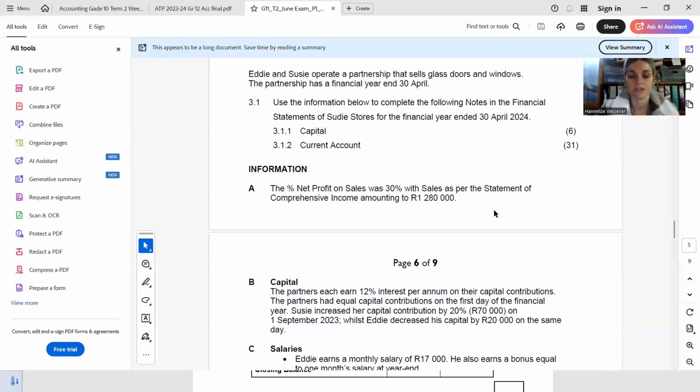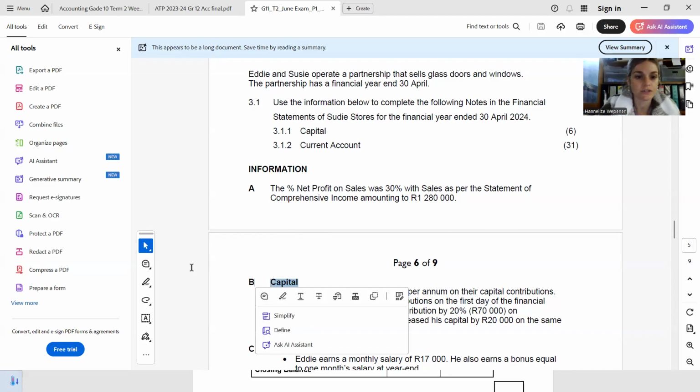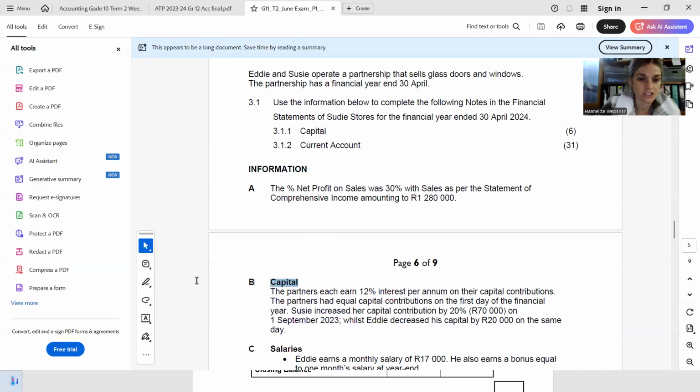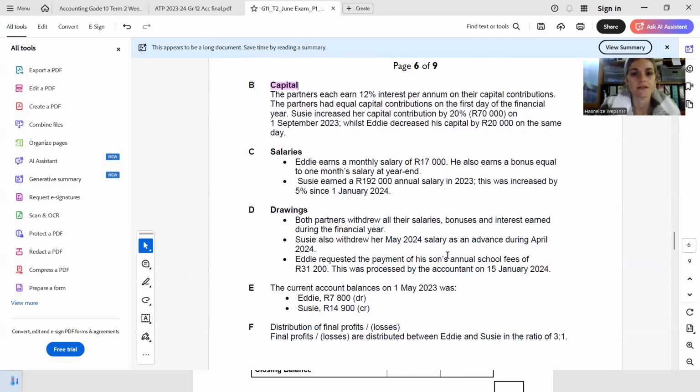Grade 11s, we're going to have a look at notes in the financial statements, the capital note, as well as the current account note. So I'm going to go down to the capital account note first, because that's the first question. Okay, so it says that the partners each earn interest on capital.